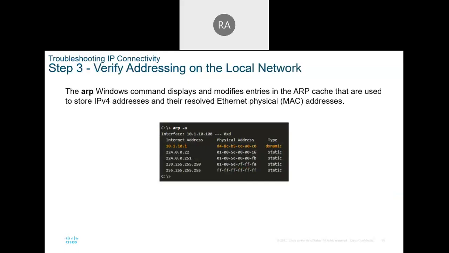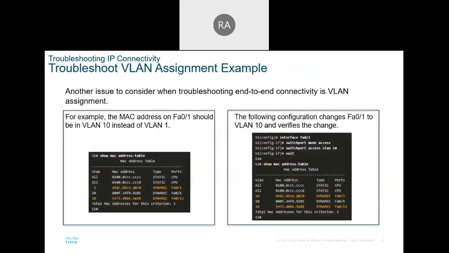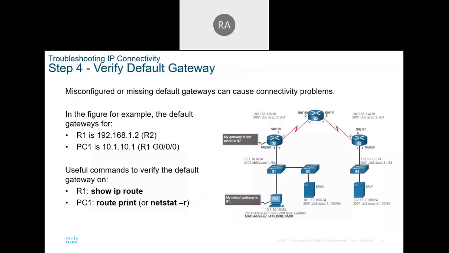Verify addressing on the network. We have used this command before when we first started, to see the mapping of IP addresses and MAC addresses of computers on the network. Verify VLAN. Are the ports on the switch or switches in the correct VLANs? Look at your command here. From show mac address-table, you can find out which computer with a particular MAC address is in a particular VLAN. Like this guy here is in VLAN 1. This guy here is in VLAN 10. If it's not correct, you fix the problem.